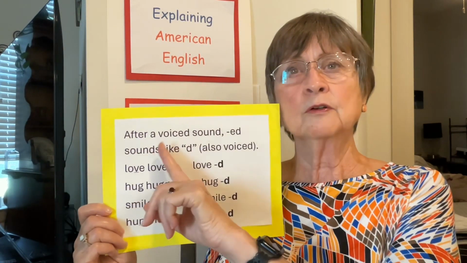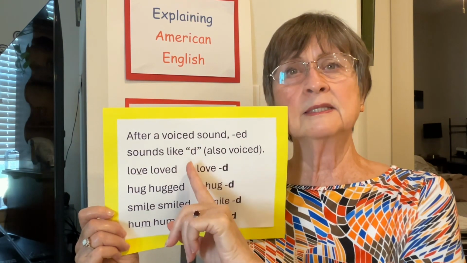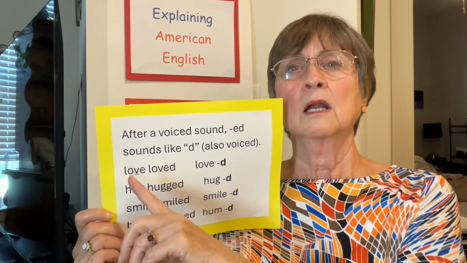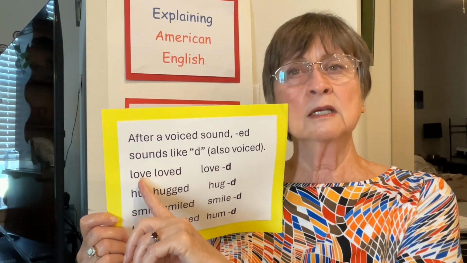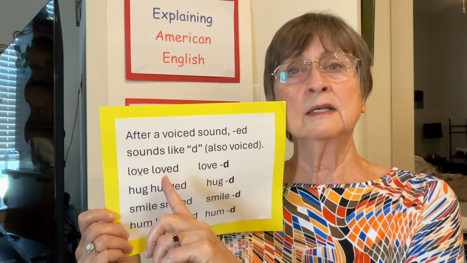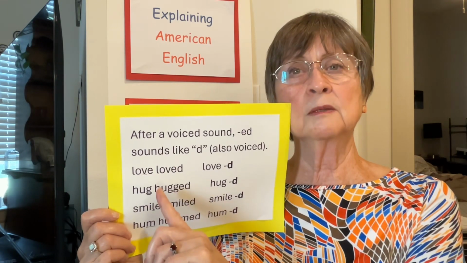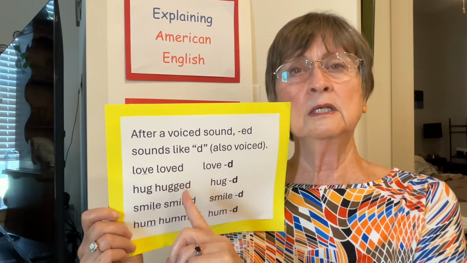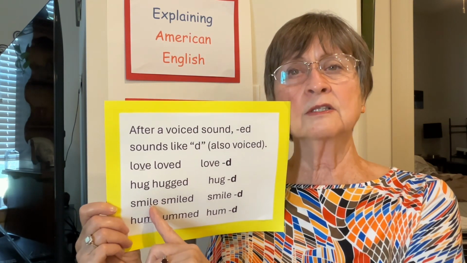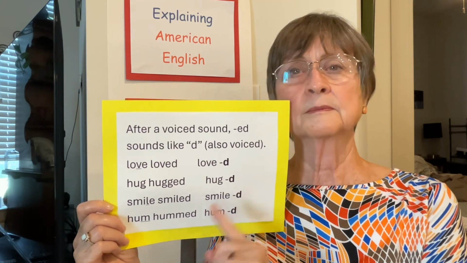So, moving on, what happens if the end of the word, the verb, vibrates? After a voiced sound, ed sounds like a D, which is also voiced. Love, the E is silent, so the last sound we hear is V, that vibrates. So love, add ed, loved. Hug, double the G to keep this short. Hug, ed becomes hugged. Smile, silent E, so this is the last sound. Smile vibrates. Add ed, smiled.